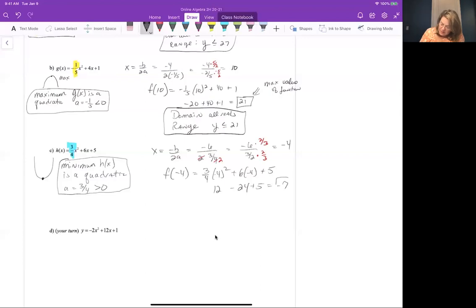This is the minimum value that the function can have, okay? Because that's the y coordinate. So what is the value of a function? It's the output, okay? All right, we're not done.